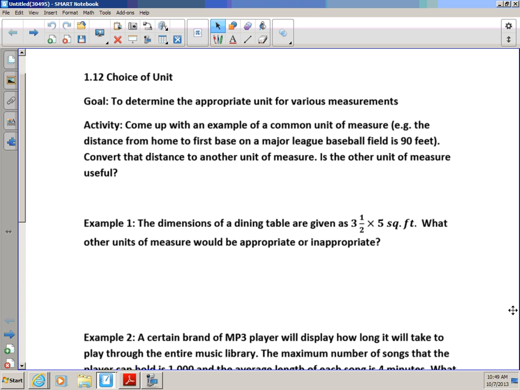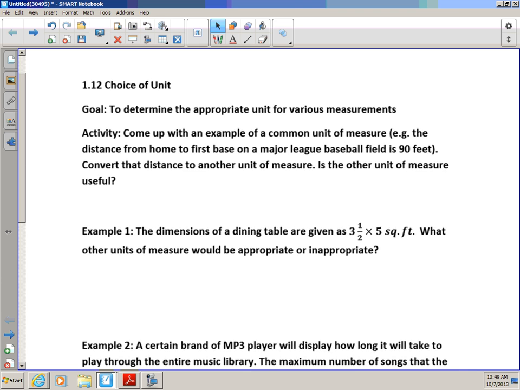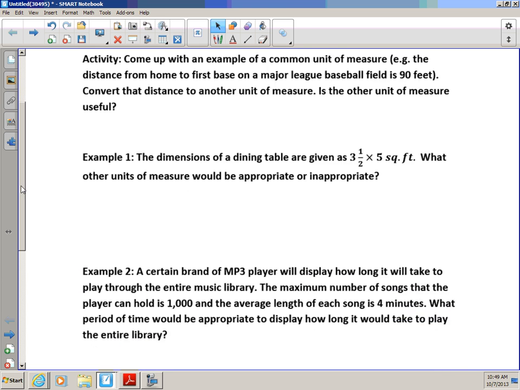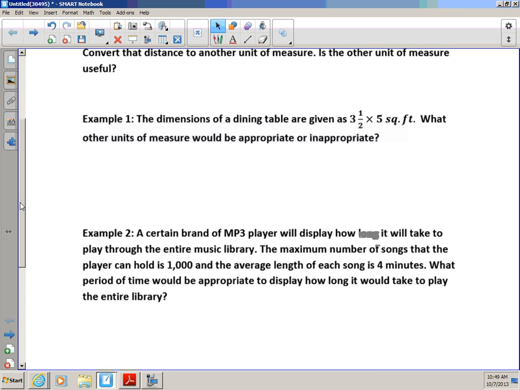To just go through a couple of examples on that. For instance, the dimensions of a dining room table are given as 3.5 by 5 square feet. Well, it's probably not too crazy to say that that's also 42 by 60 square inches. Still something that people can relate to. But I wouldn't want to convert that into its mile equivalent because that's going to be a very small number and not of any use to me.